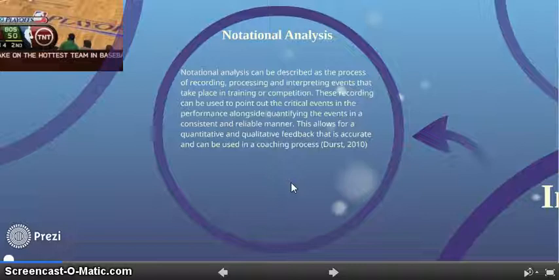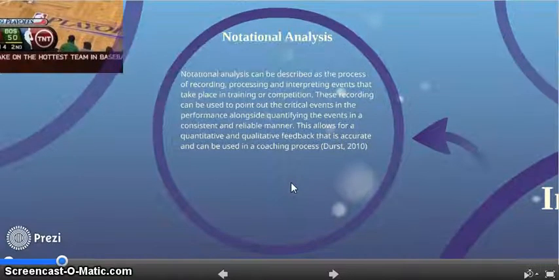According to Durst 2010, notation analysis can be described as a process of recording, processing, and interpreting events that take place in training or competition. These recordings can be used to point out the critical events in the performance alongside quantifying the events in a consistent and reliable manner. This allows for quantitative and qualitative feedback that is accurate and can be used in the coaching process for the further improvement of the team.